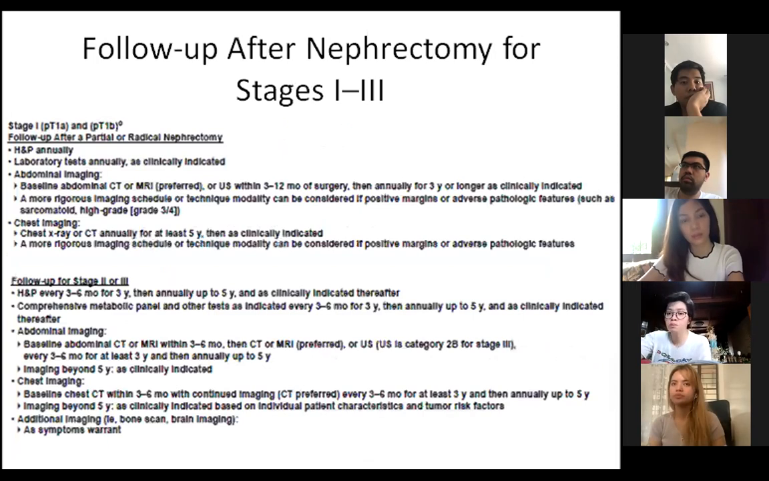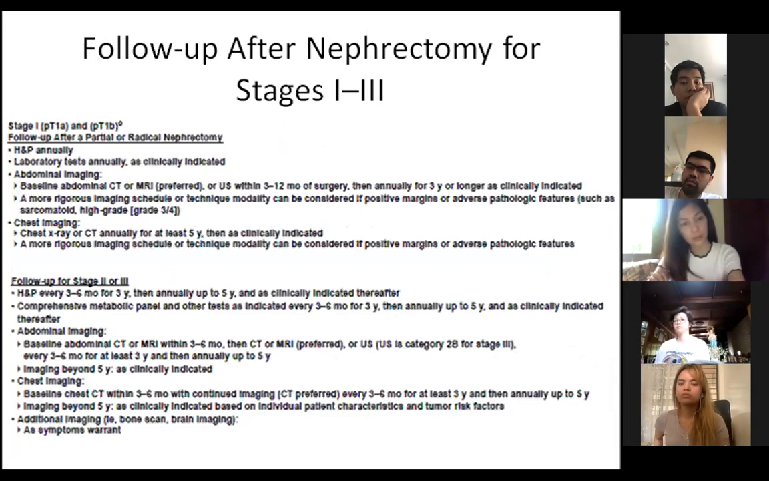For patients with stages T1A and T1B after partial or radical nephrectomy, the NCCN panel recommends history and PE, comprehensive metabolic panel, and other tests every 6 months for 2 years, and then annually up to 5 years. So the panel recommends a baseline abdominal CT scan for patients undergoing nephrectomy within 3 to 12 months following renal surgery. If the initial post-op imaging is negative, abdominal imaging beyond 12 months for patients who have undergone radical nephrectomy may be performed at the discretion of the physician.